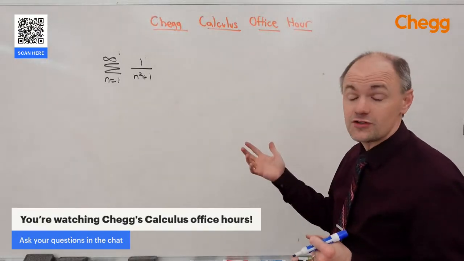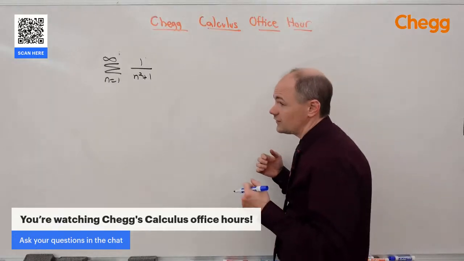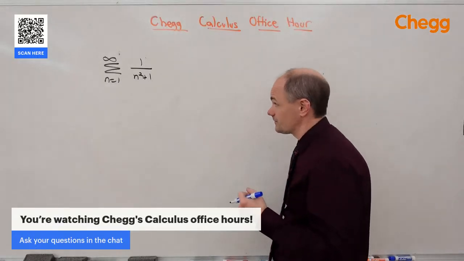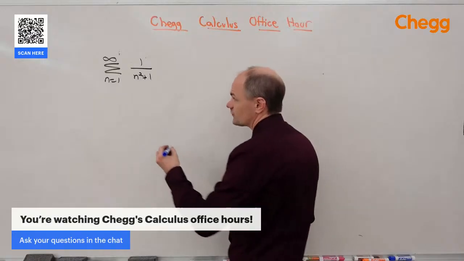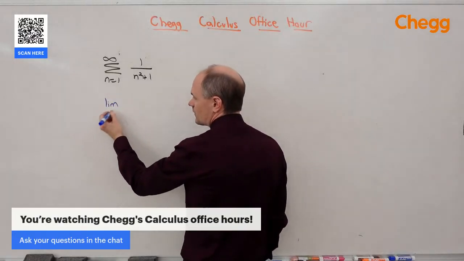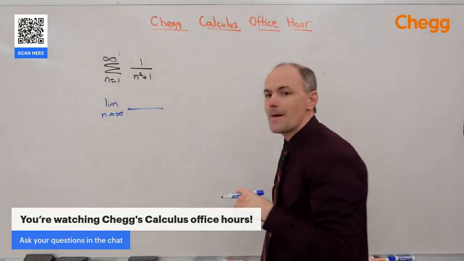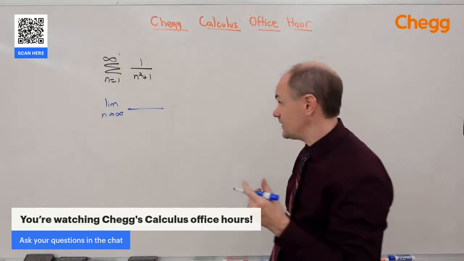And it doesn't really matter which method you use on the AP Calculus test, or probably on your chapter test for your calculus classes at your colleges. So let's solve this first using the limit comparison test. The limit comparison test says we're going to take the limit as n goes to infinity, and we're going to divide it by a known series.